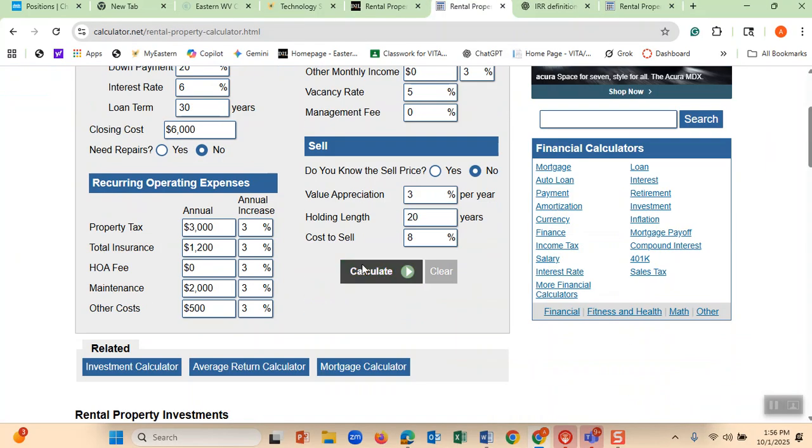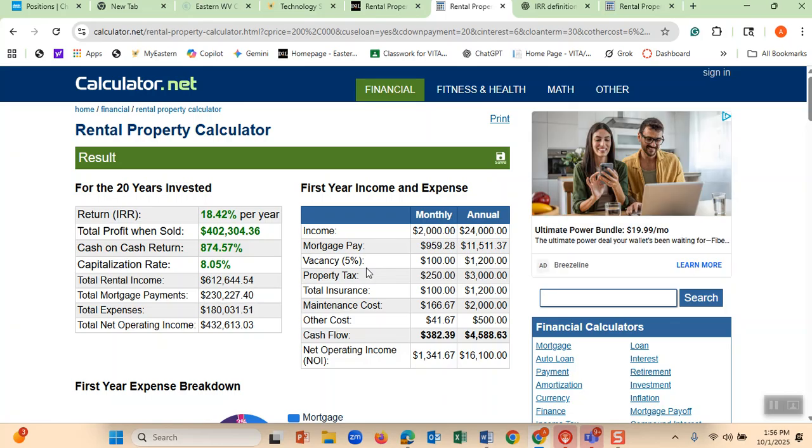Therefore, I want you to look at those numbers. If you do not know, you may just use ChatGPT, it will tell you. Therefore, here, when you rent it out based on estimate, you will get $612,000 in rent, but you have a mortgage payment of $230,000. And then you have other expenses like taxes, insurance, and all of them. And net operating income, you will have a net operating income of $432,000.